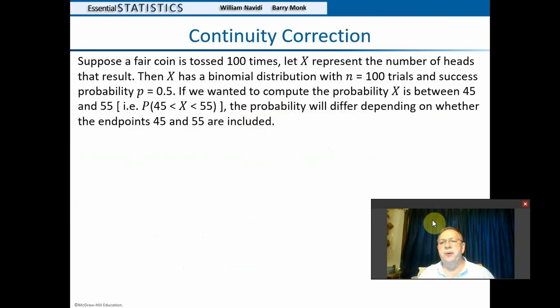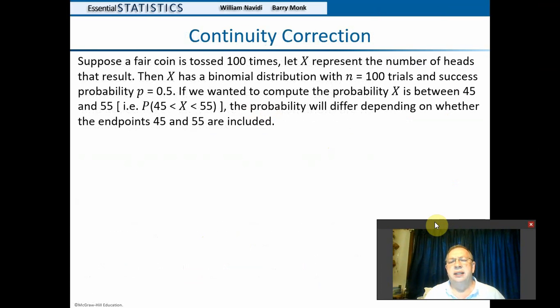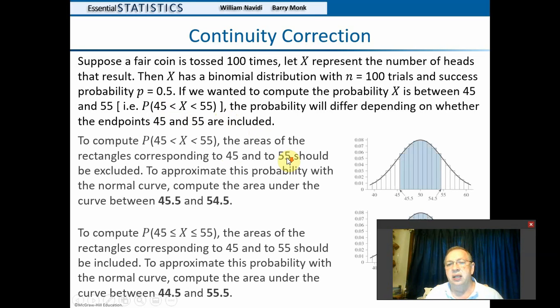So here's an example. Suppose a fair coin is tossed 100 times. Let x represent the number of heads that result. Then x has a binomial distribution, n is 100 trials, and success probability p is equal to 0.5. If I wanted to compute the probability that x is between 45 and 55, in other words 45 to 55 heads out of those 100 times, the probability will differ depending on whether the endpoints 45 and 55 are included. So what we're going to do is basically use a little bit of a correction here to make sure we get enough probability to add that extra area in.